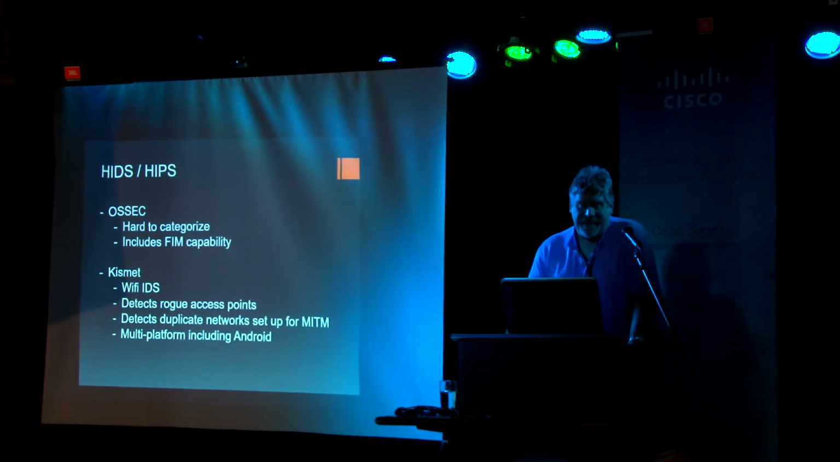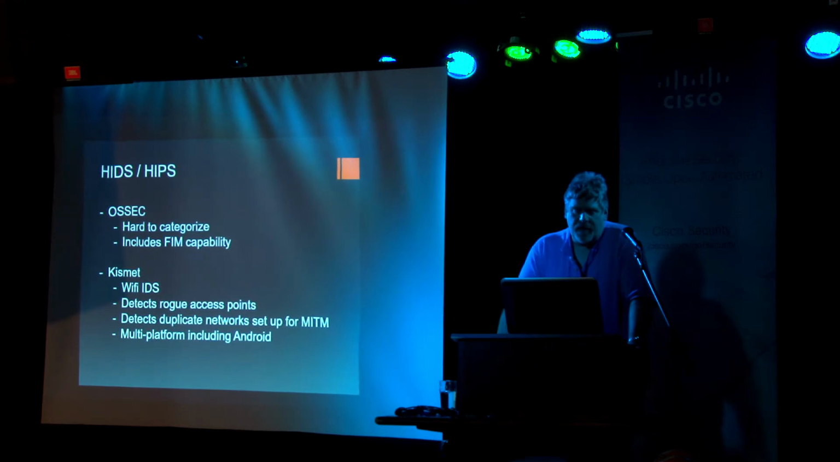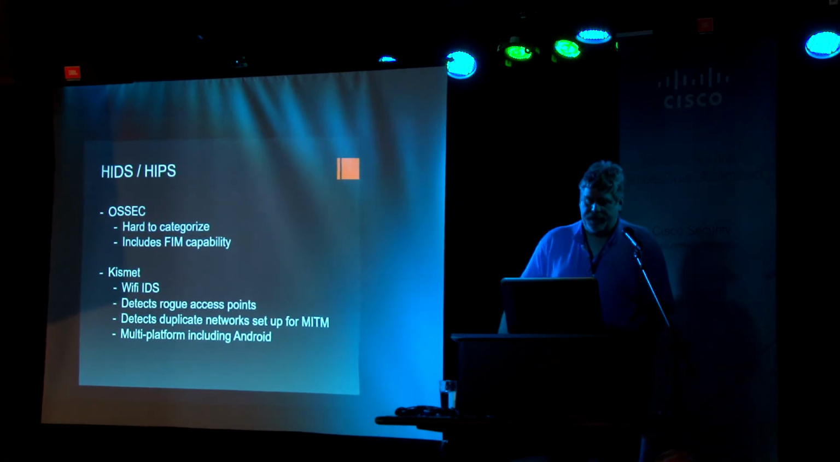And one of the tools that I didn't get a chance to play with enough is Kismet, which is a Wi-Fi IDS. You can use it to detect rogue access points. You can use it to detect duplicate networks that are set up for man-in-the-middle attacks. It's multi-platform, including Android, and this is definitely on my to-do list to play around with a little bit more.